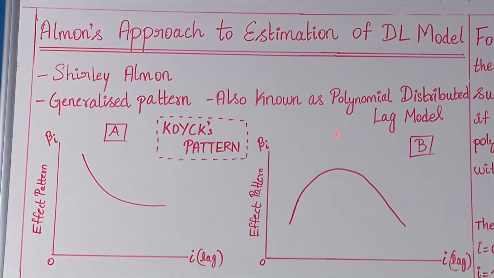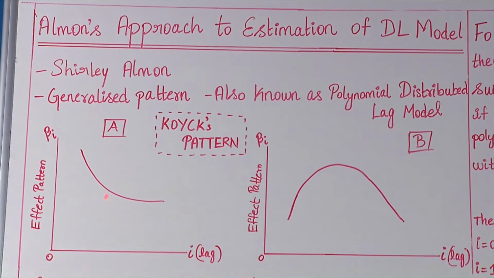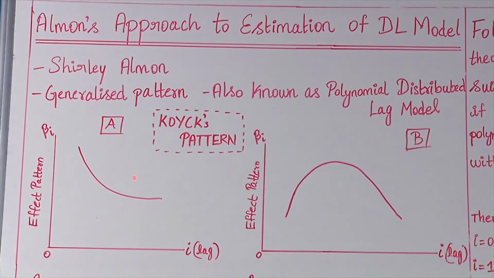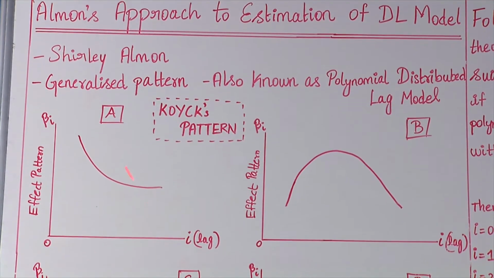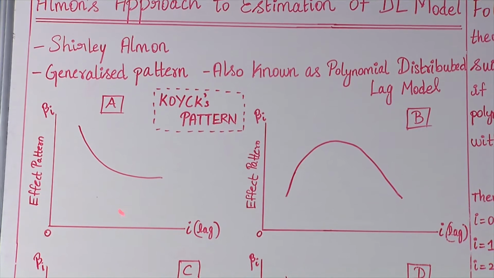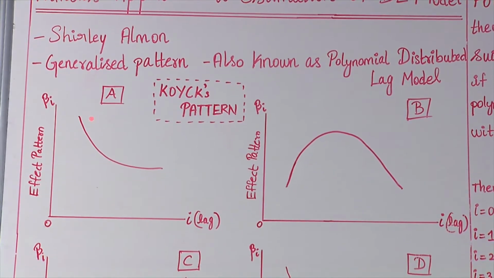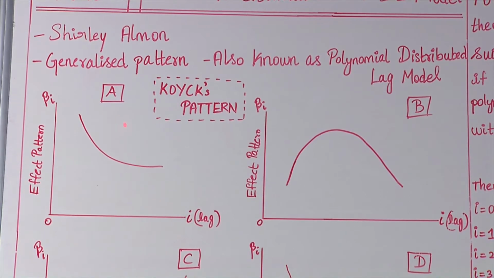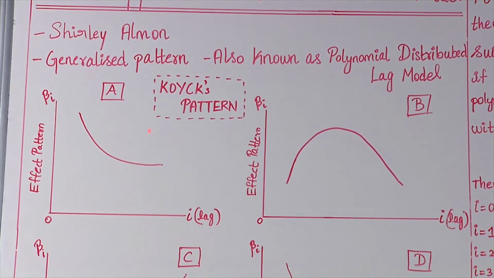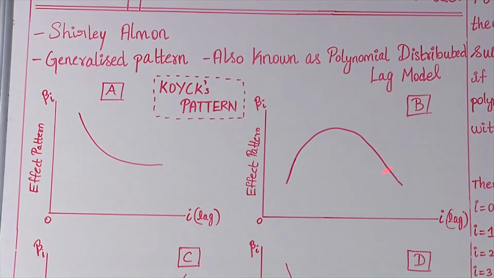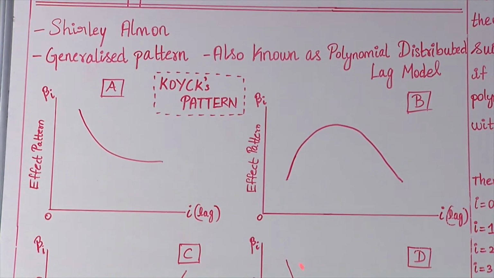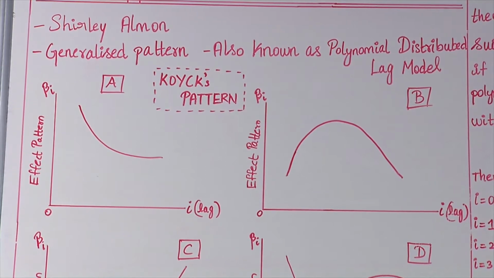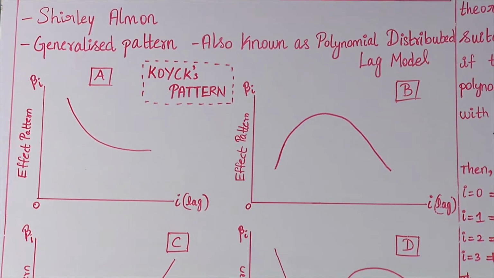To illustrate this approach, I have shown four figures: A, B, C and D. The first figure shows the pattern modeled in the Koyck approach. B, C and D are the patterns not modeled using the Koyck approach.